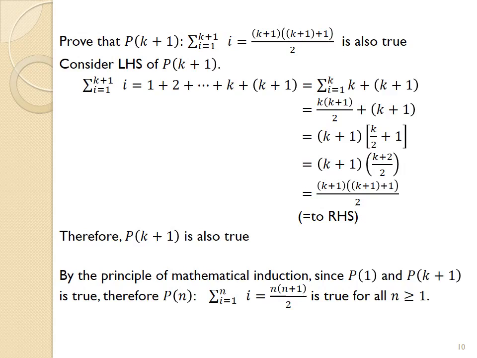We start from the left hand side, and as we can see, the summation of the k terms is basically equal to our P of k in the assumption, which is k times k plus 1 over 2. Then, adding the last term, which is k plus 1, and simplifying it, we have shown that the left hand side of our P of k plus 1 is k plus 1 times k plus 1 plus 1 over 2, which is equal to the right hand side value of our P of k plus 1.